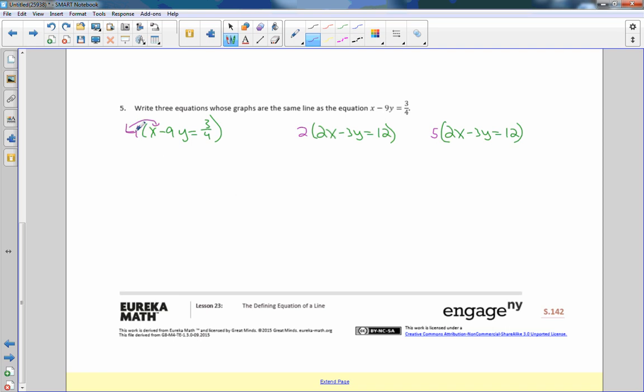Let's make this 4. 4 times x is 4x. Minus 4 times 9 is 36y. Equals 4 times 3/4 is 3.